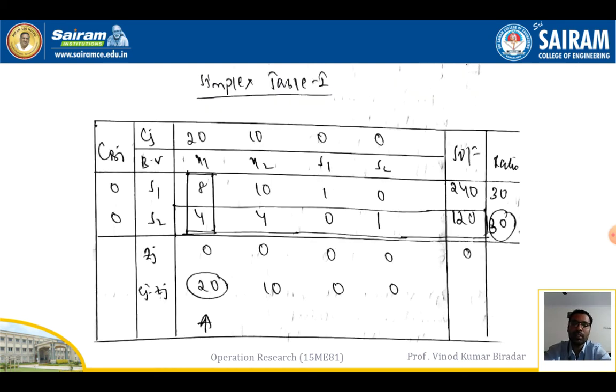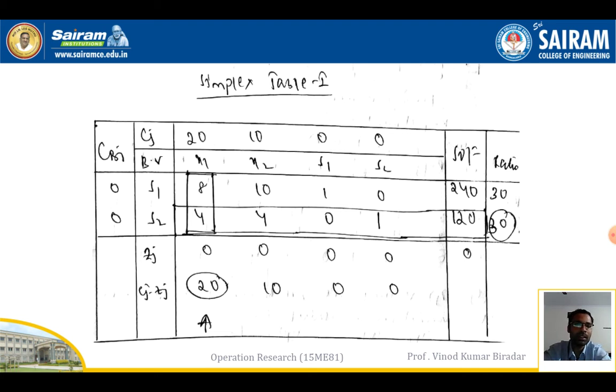For such cases, you have to choose the key column, key row and key element. For Cj minus Zj, the first step is to choose the highest positive value. Among these, the highest positive value is 20, so mark it with a circle. With respect to that, you have to make a rectangular box around the column. 20 is the highest positive value in the Cj minus Zj row, and this column is called the key column.